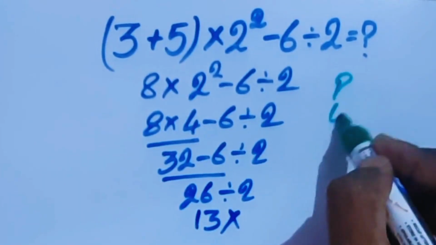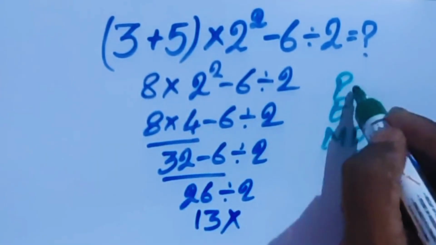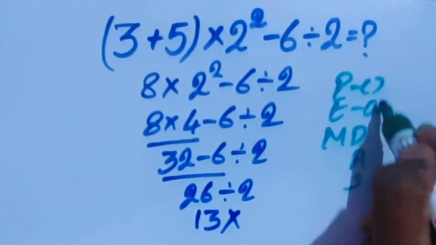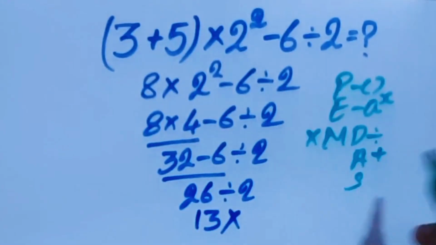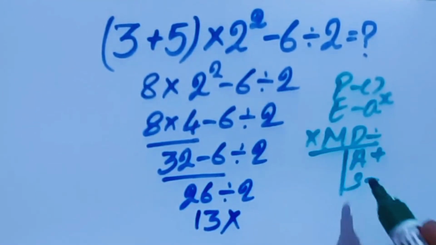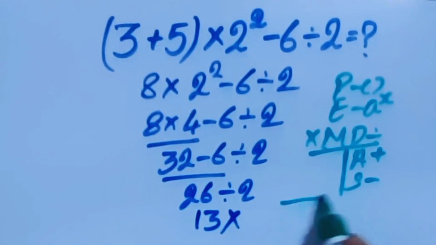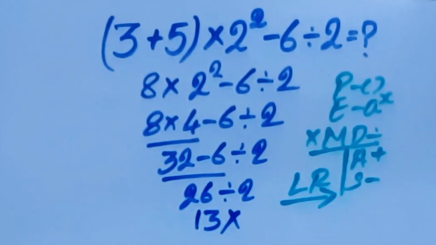Here we are going to introduce this PEMDAS rule from order of operation. Here this is bracket, this is exponent. M stands for multiplication, D stands for division, A stands for addition, S stands for subtraction. Here multiplication and division are equal priority. Also addition and subtraction are equal priority. For this equal priority we have introduced this left to right in the problem.